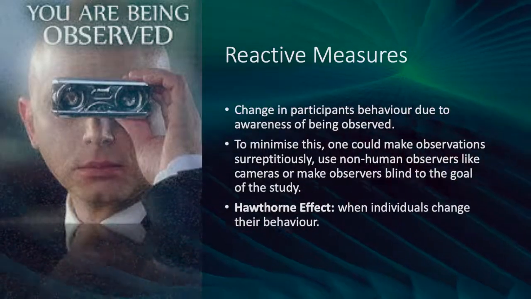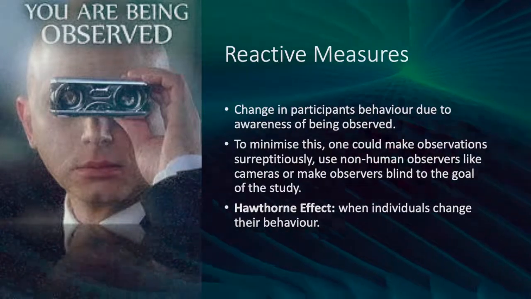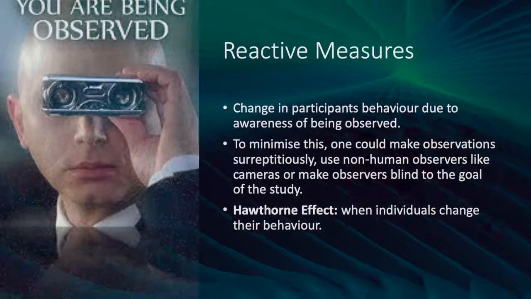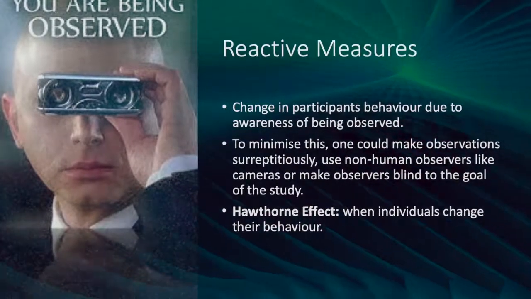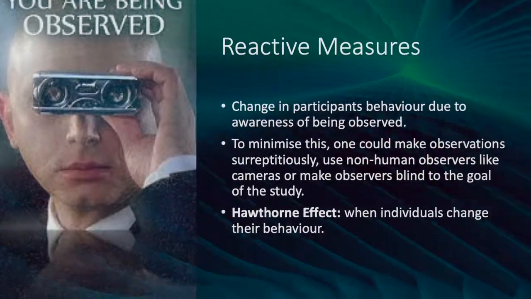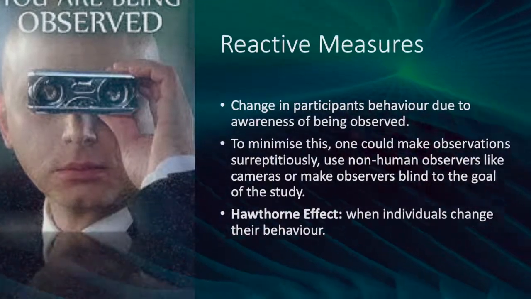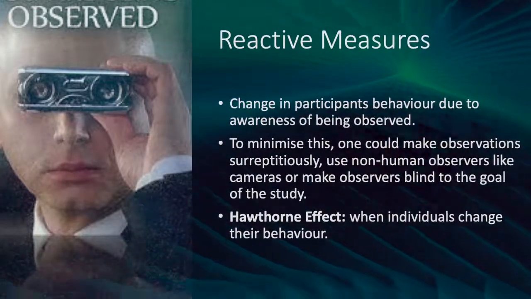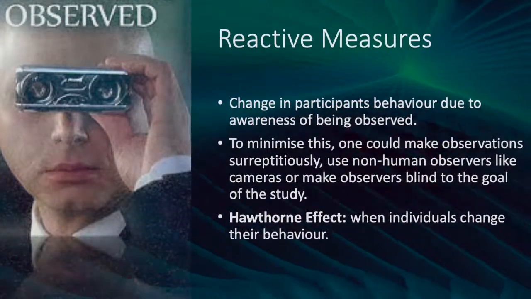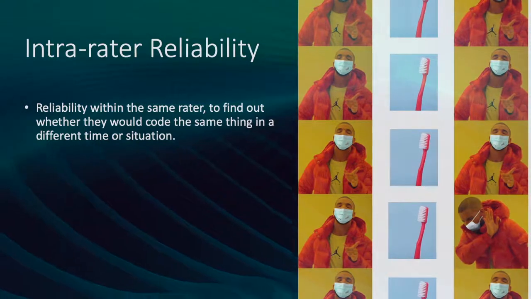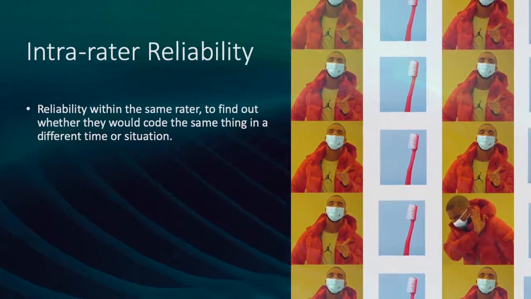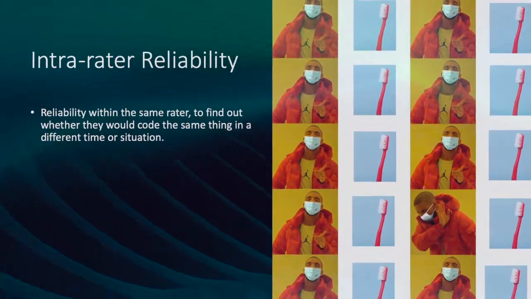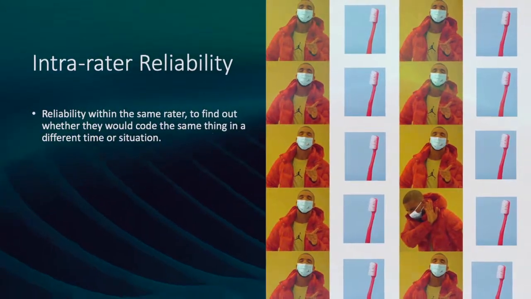Reactive measures is the change in participants' behavior due to awareness of being observed. So to minimize this, one could make observations surreptitiously, use non-human observers like cameras, or make observers blind to the goal of the study. This is also known as the Hawthorne effect, when individuals change their behavior because they are being observed. Lastly, you have to consider intra-rater reliability, which is the reliability within the same rater, to find out whether they would code the same thing in different times or situations.